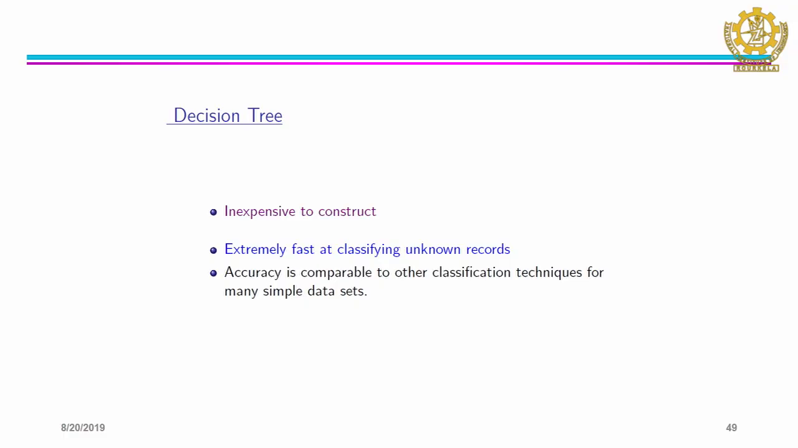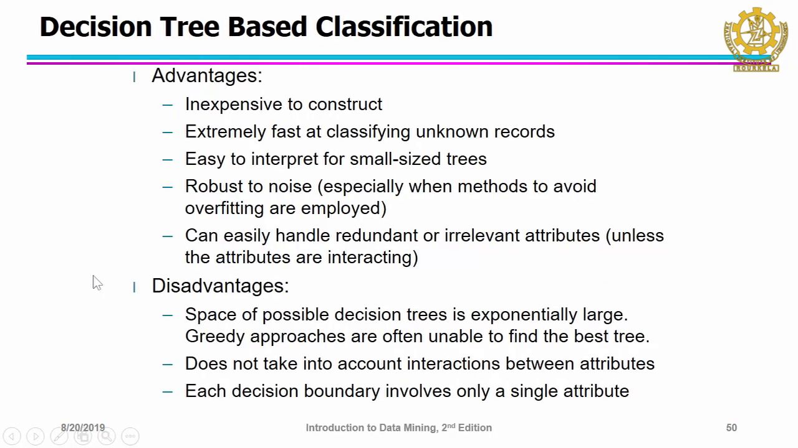These are the good things about the decision tree. It is inexpensive to construct, extremely fast at classifying because you only have to trace the tree, and easy to interpret. If you compare it with other classification techniques, its performance is equally good. Okay, and these are the disadvantages of the decision tree. So, I stop here. Okay.